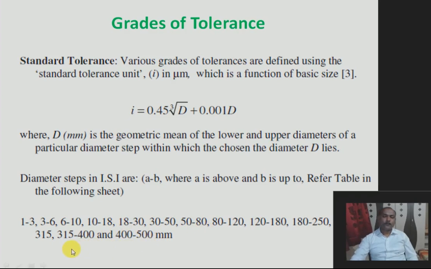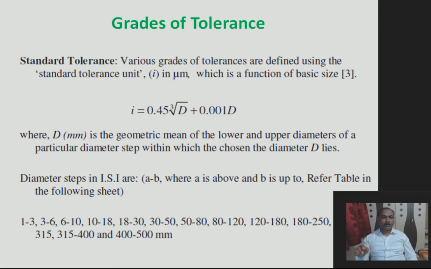500. So for example, if you have a 60 mm diameter, it lies between this 50 to 80 group. So the geometric mean diameter for it can be calculated as under root 50 into 80. So we get the value of geometric mean diameter, which we will substitute in this equation of a fundamental tolerance unit, where we'll calculate the value of i. But this value of i is in microns, that we have to remember. Otherwise, we'll get a problem when we do the calculation.